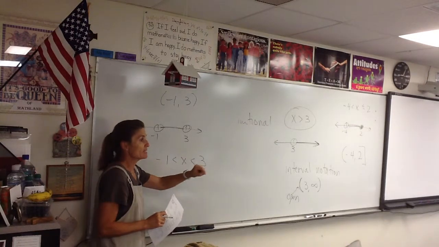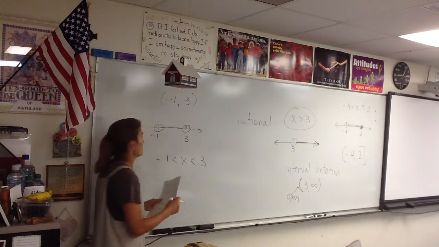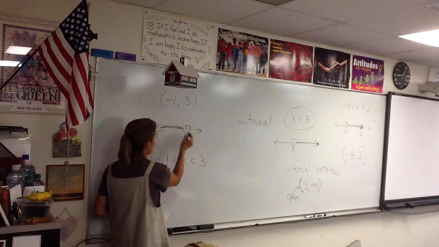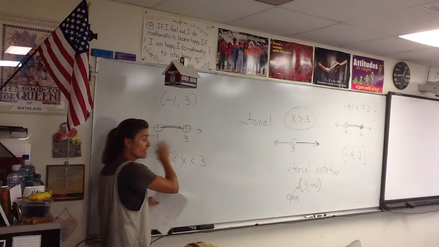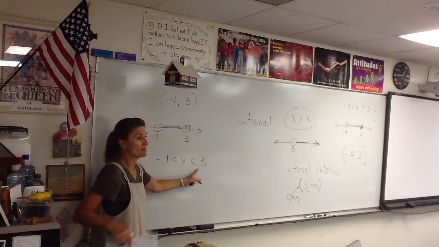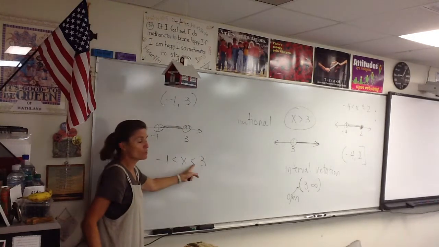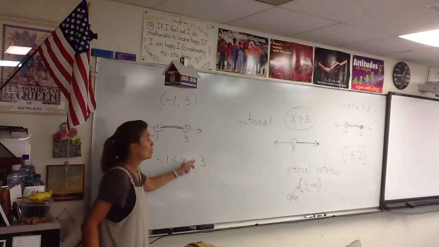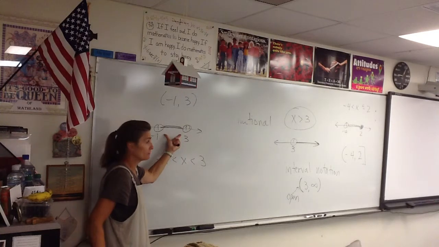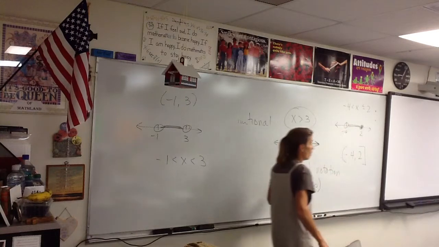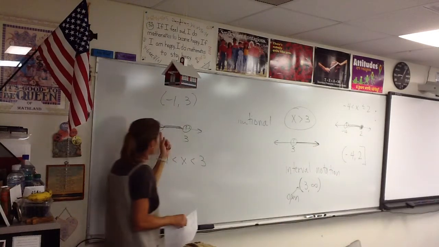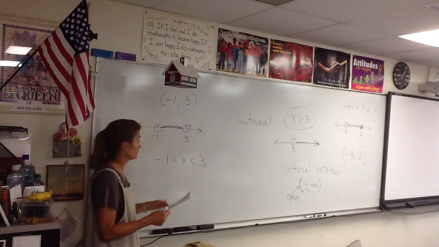Let me give you a little hint. Any time that you're describing a situation like this, where you've got two numbers and you're coloring in between them, your symbols are going to be less thans. You're never going to use any symbol other than less than when you have this situation. See, less thans? Always, always, always, you're going to use less thans when you have this situation.